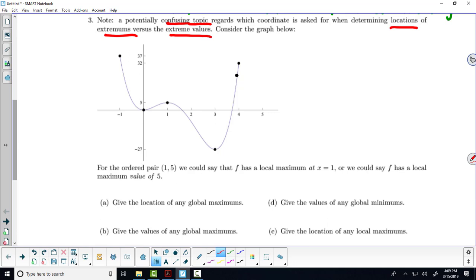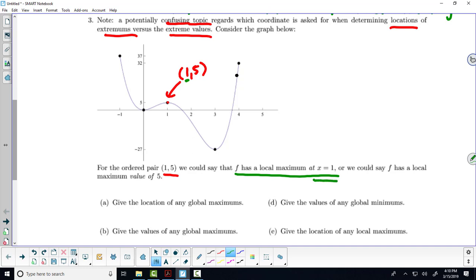So if we look at this function, the ordered pair (1, 5) is a what? Well, previously we said that it is a local maximum, right? That this point right here on the function we could call a local maximum. That's perfectly fine. But how do I distinguish between the number 1 in that ordered pair and the number 5 in that ordered pair? So we would say that x equals 1 is the location of a local maximum. So we'd say that f has a local max at that x value.